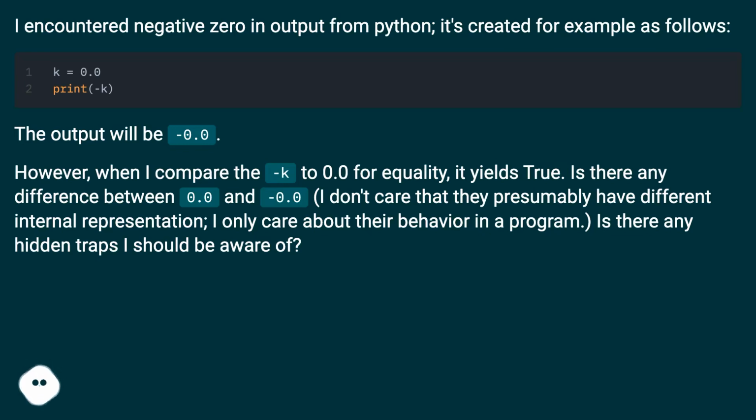Is there any difference between 0.0 and -0.0? I don't care that they presumably have different internal representation. I only care about their behavior in a program. Are there any hidden traps I should be aware of?